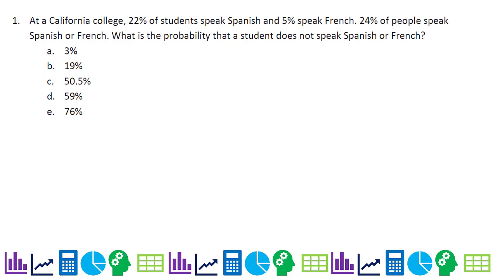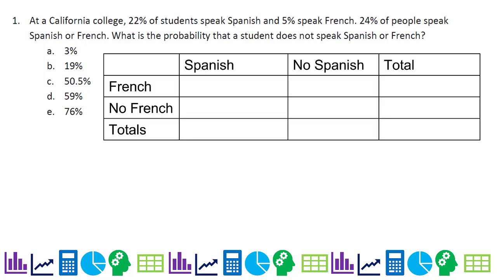At a California college, 22% of students speak Spanish and 5% speak French. 24% of people speak Spanish or French. What is the probability that a student does not speak Spanish or French? So I'm going to start by creating a table. A table is a great way to break apart data when you have this and this or stuff.